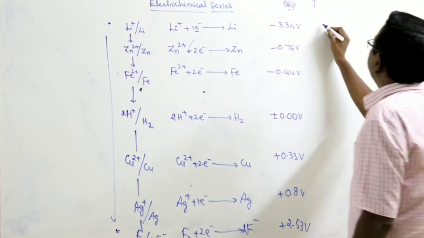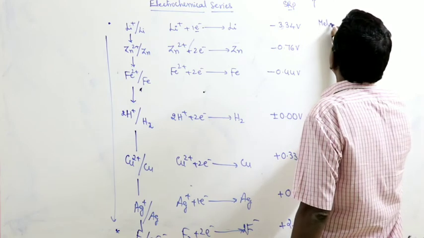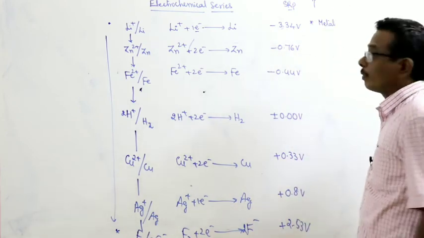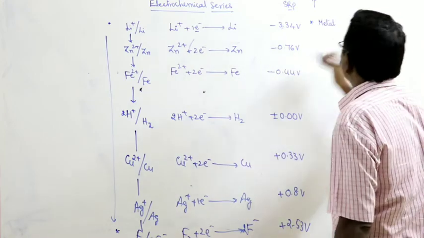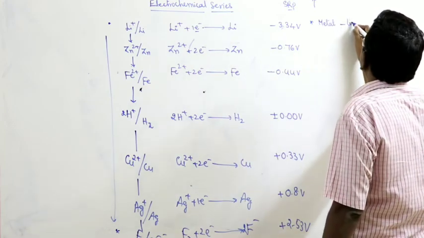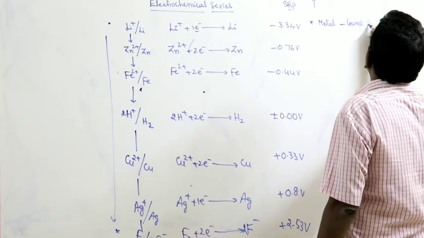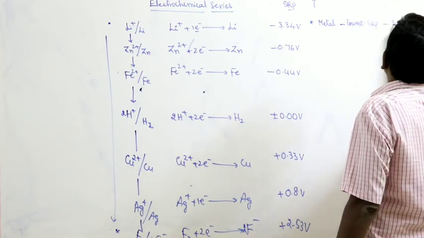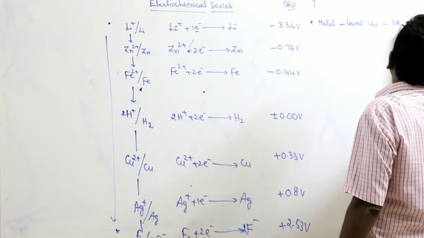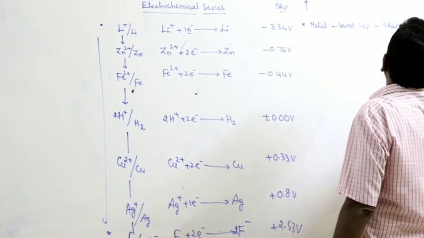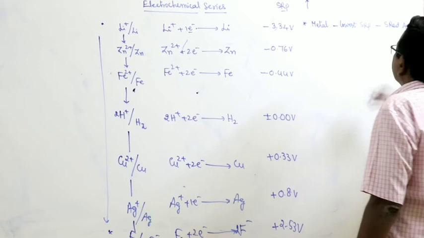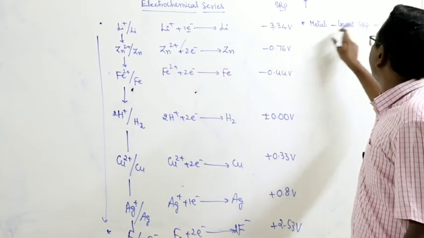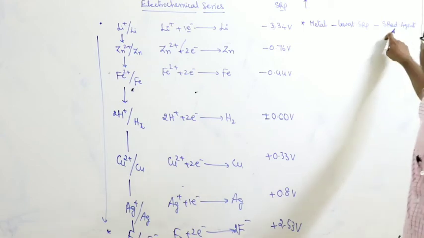Okay. Here, let us consider a generalization. The metals with the lowest SRP act as the strongest reducing agent. The metal with the lowest SRP value acts as the strongest reducing agent.